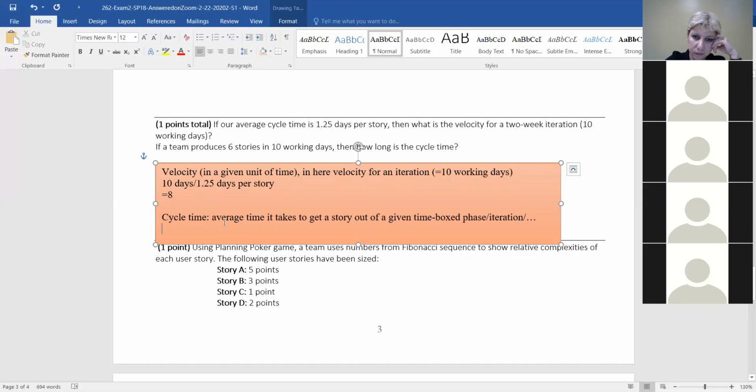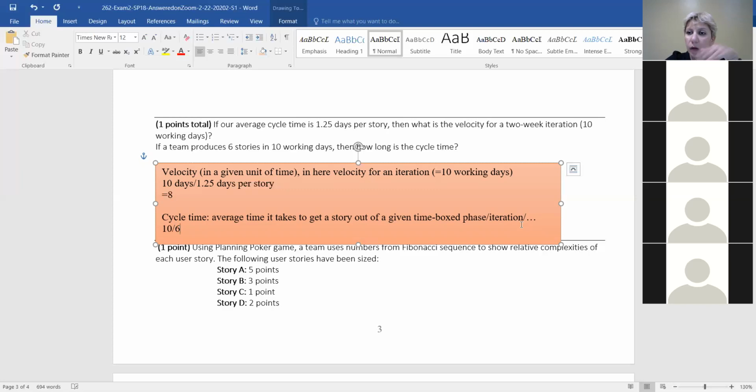I don't know how to do it. So you're getting 6 stories done in 10 days. If you wanted to average out, how much time do you think you spent on a given story? No, 10 days for 6 stories. How many days for a single story? 10 divided by 6.